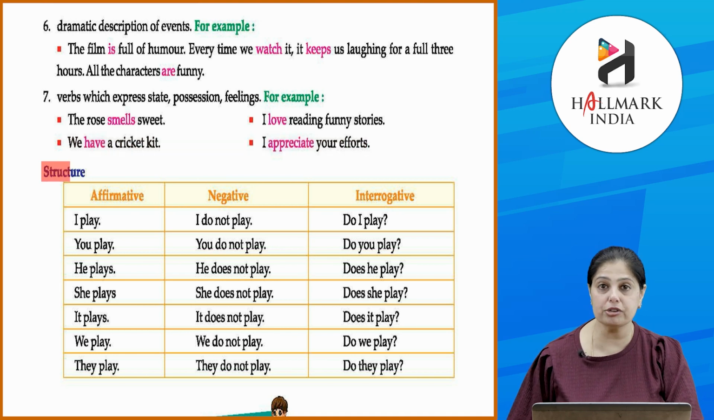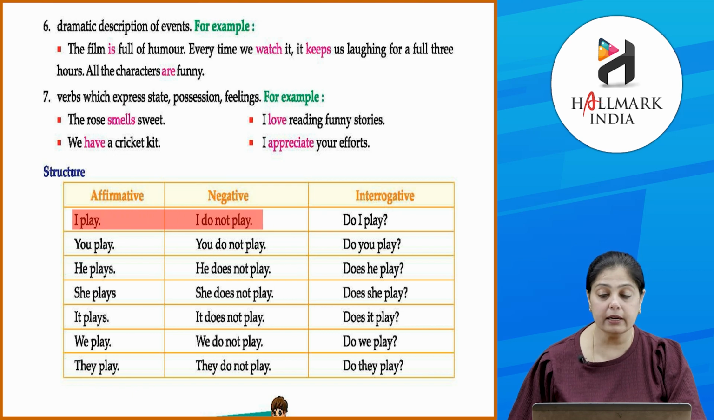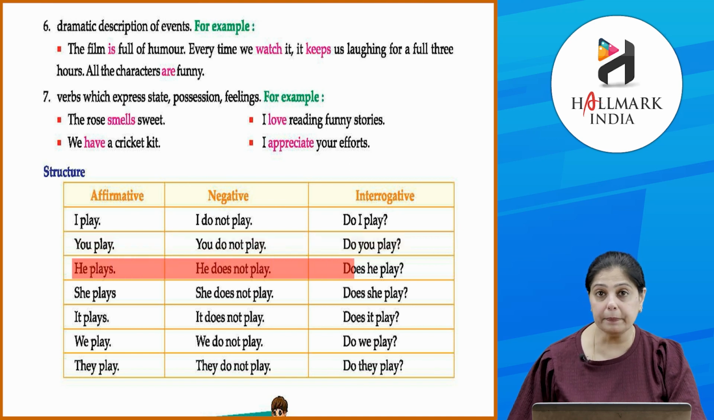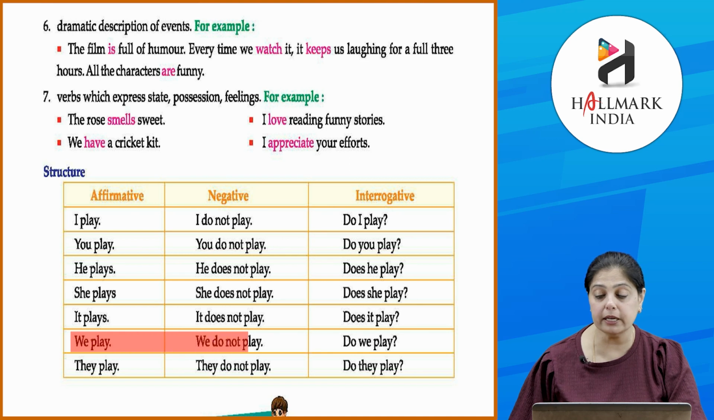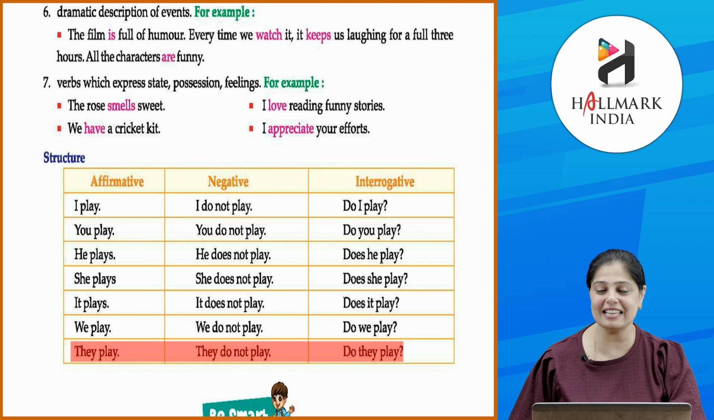Now, let's look at the structure of different types of sentences. Affirmative, negative and interrogative. I play, I do not play, and do I play? So, this is in simple present tense. You play, you do not play. Do you play? He plays, he does not play. Does he play? She plays, she does not play. Does she play? It plays, it does not play. Does it play? We play, we do not play. Do we play? They play, they do not play. Do they play?